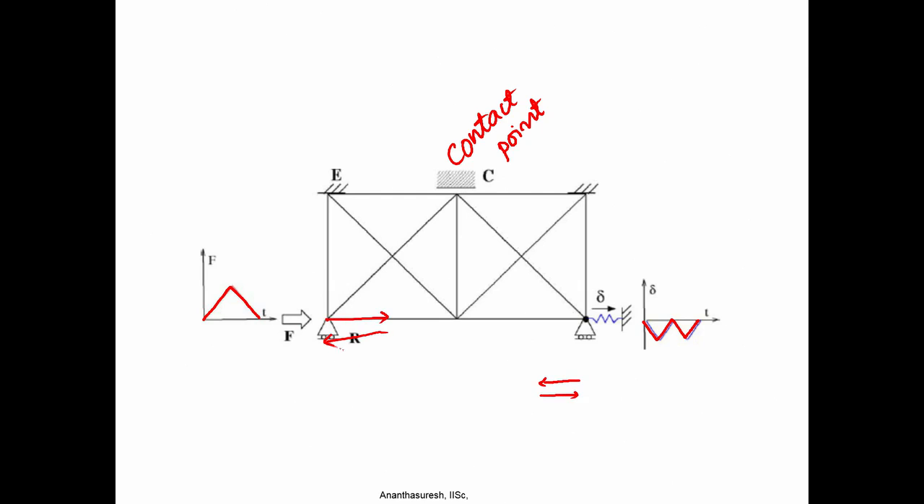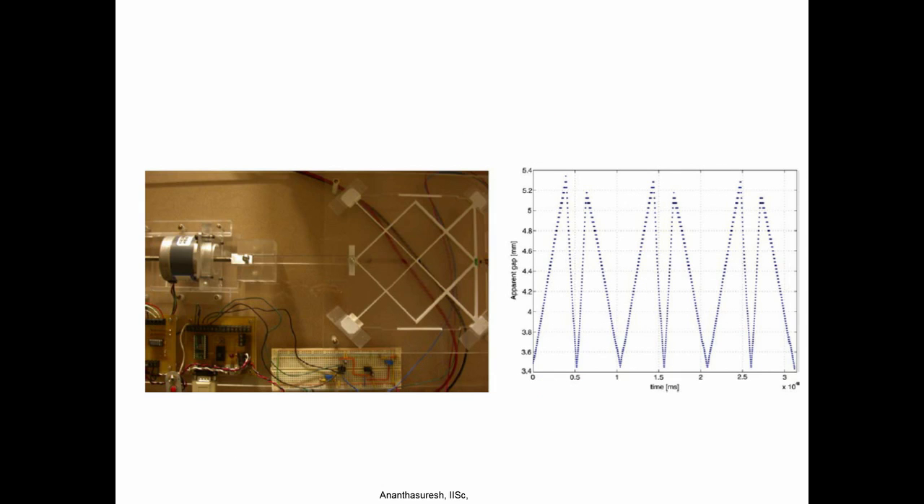Now, when this moves back, then this will go back again, and then come back. So, it will be where it is. So, 2 cycles. So, that was this contacted compliant mechanism.